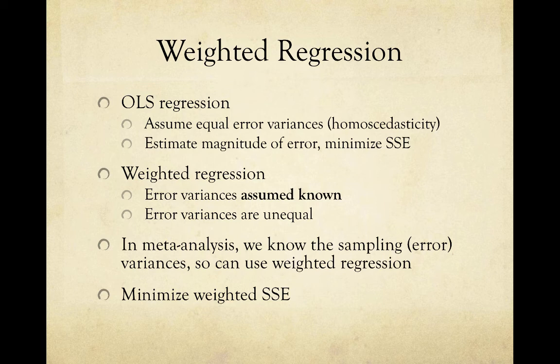With weighted regression, the error variances are assumed to be known but unequal. So we don't know what they are in OLS, but we assume that we do know what they are in weighted regression, and they're not the same across the various observations. In meta-analysis, we have these effect sizes, and we know the sampling error variance for each of them, so we can use weighted regression with these sampling error variances. And now we're going to minimize the weighted sum of squared errors.